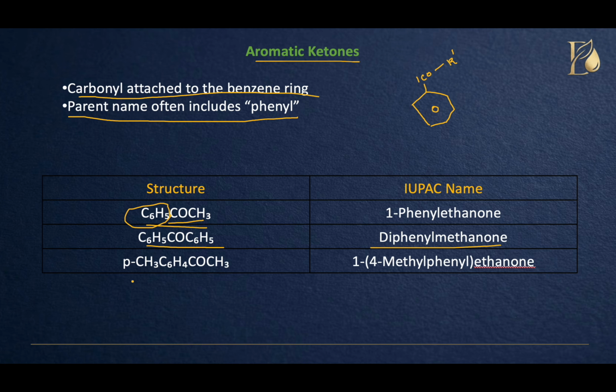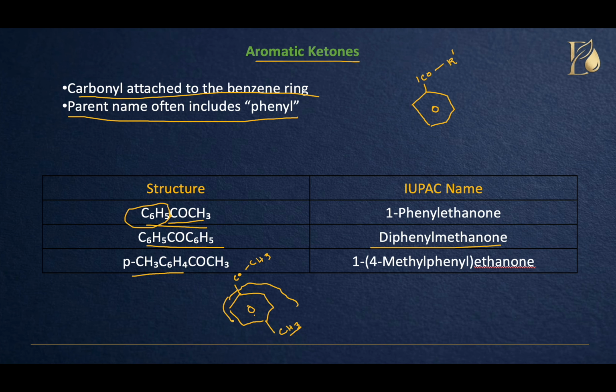Then look at this, where a CH3 group is attached at the para position. Para position is just the 1,4 position. So in a benzene ring, there is COCH3, and this is ortho, meta, this is para. At the para position, there is a CH3 group. Then what is the name? This is 4-methyl phenyl. So this is the parent chain, right? So what is the name of this compound?